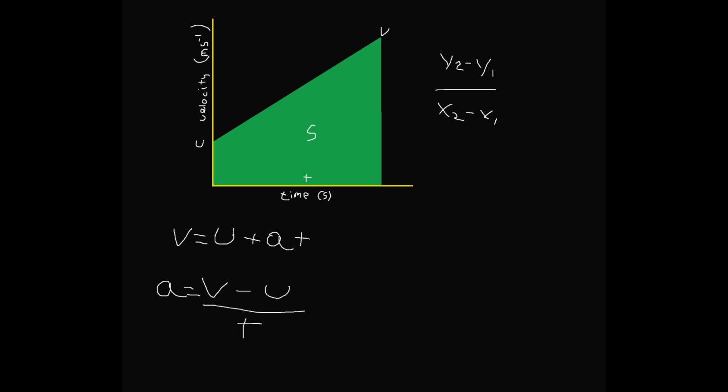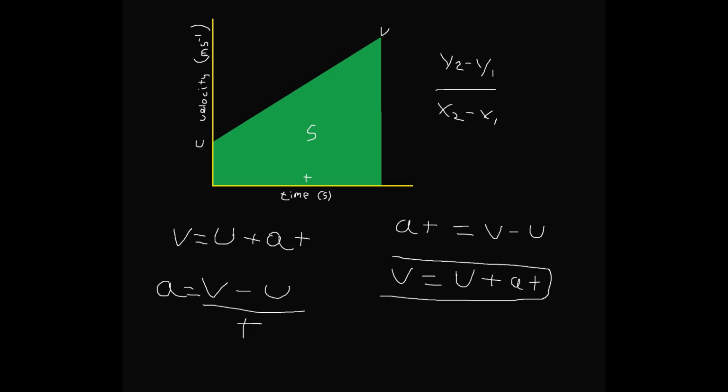From over here, we can just multiply through by t. So we've got AT is equal to v minus u. And then upon adding u to both sides, you end up with v equals u plus AT. This one is the easiest to derive. And then this is your end point.